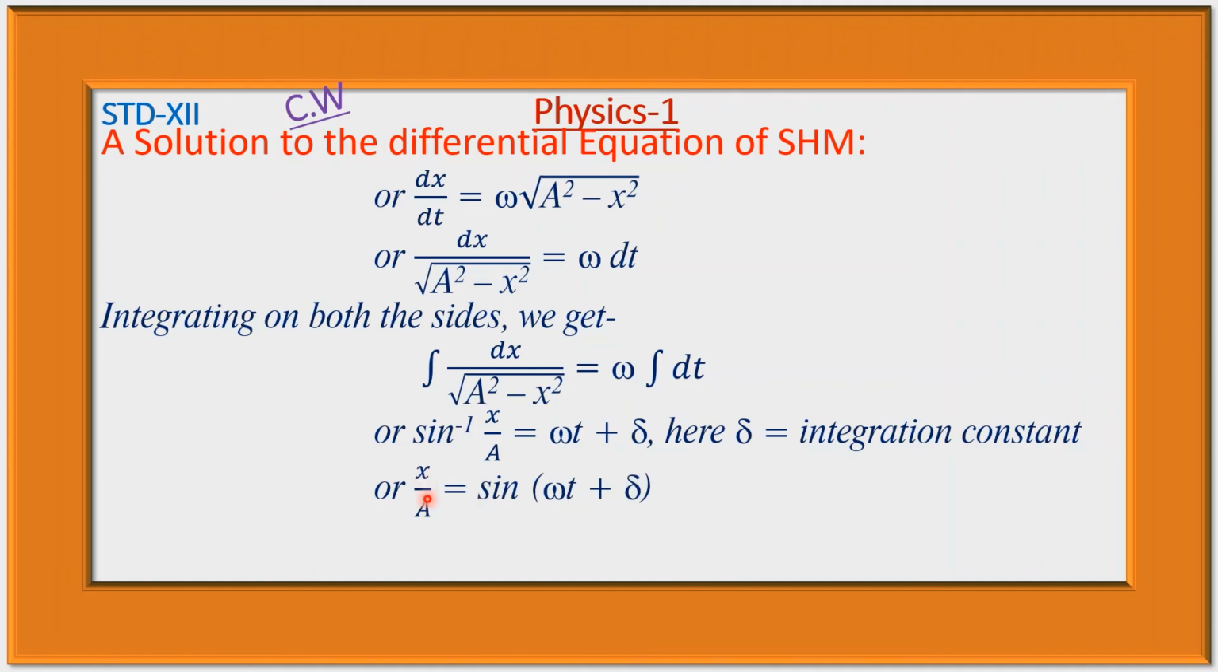Or sin inverse x by a is equal to omega t plus delta. Therefore x by a is equal to sin of omega t plus delta. Therefore x is equal to a sin of omega t plus delta. This is a solution of the differential equation of simple harmonic motion, that is x is equal to a sin of omega t plus delta.